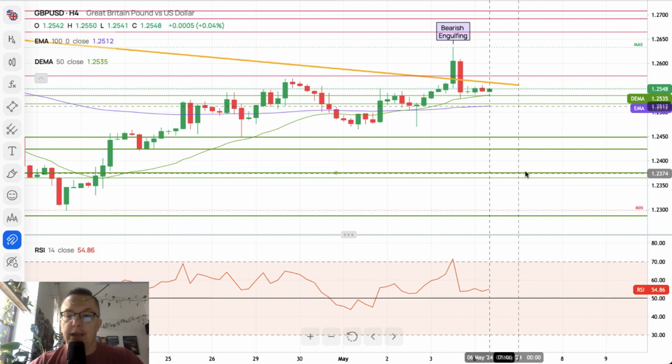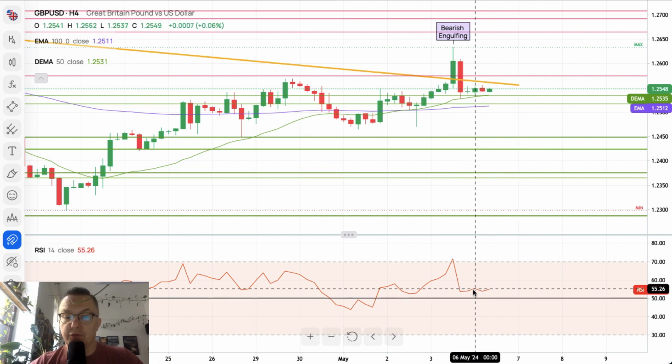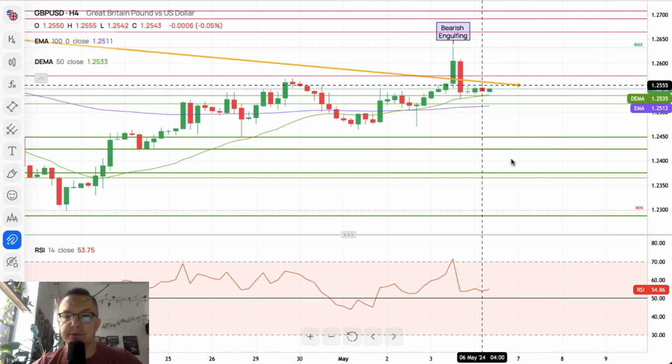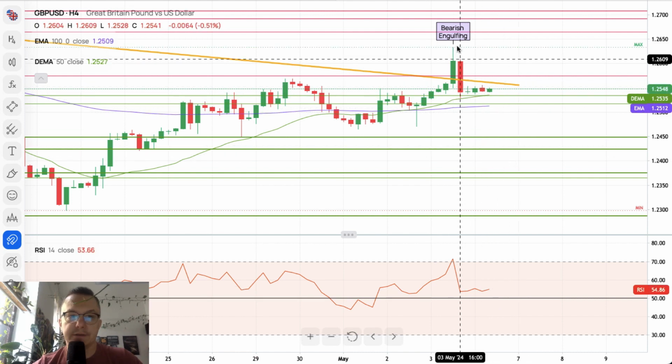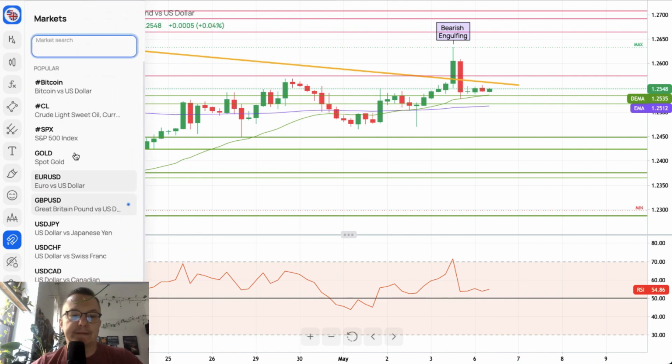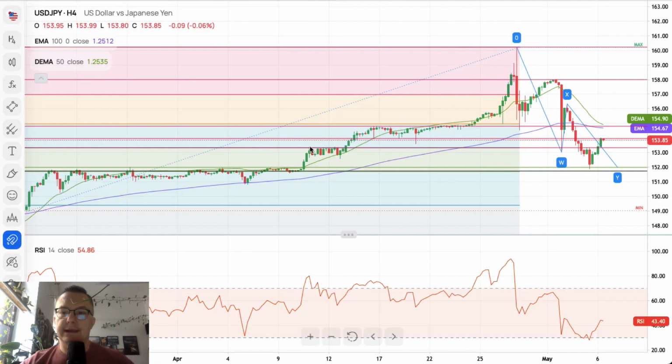1.2421. And please notice the momentum on the 4-hour chart. We are at the level of 55, 54, so it's not really strong momentum right now. The outlook, because of this bearish engulfing, looks again bearish. So downside should we go.